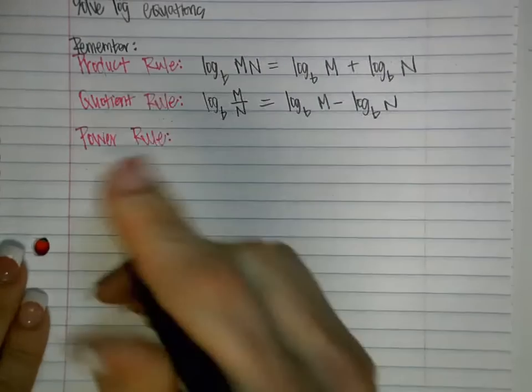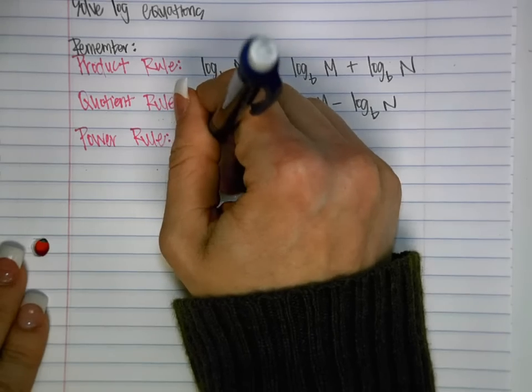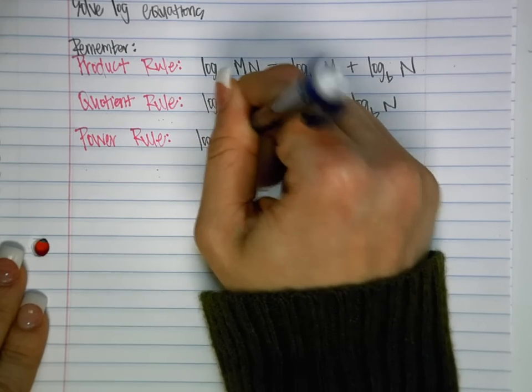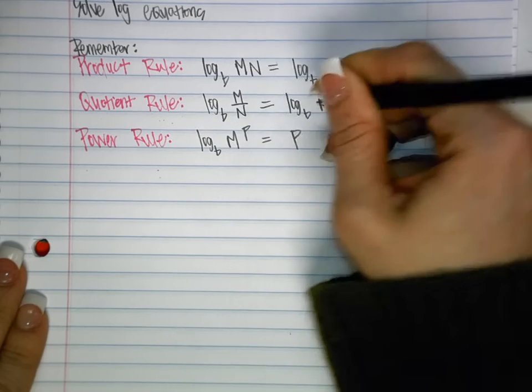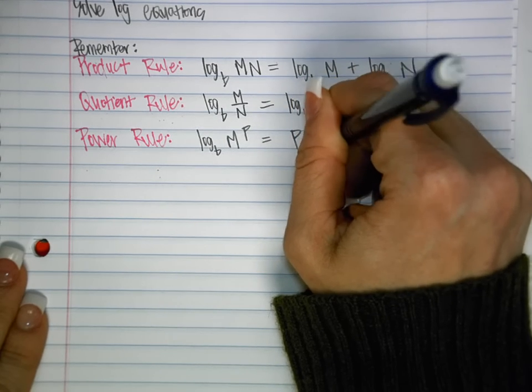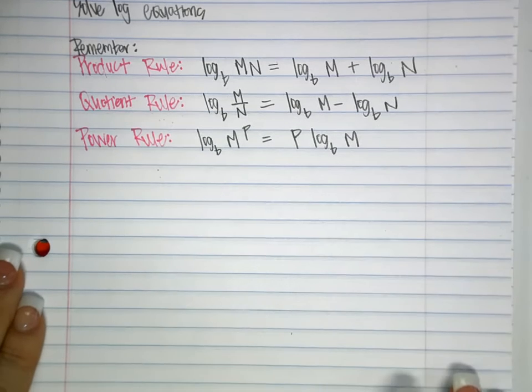Okay, and then the last rule is the power rule. Okay, the power rule is log base b of m to the p power is equal to p multiplied by log base b of m.